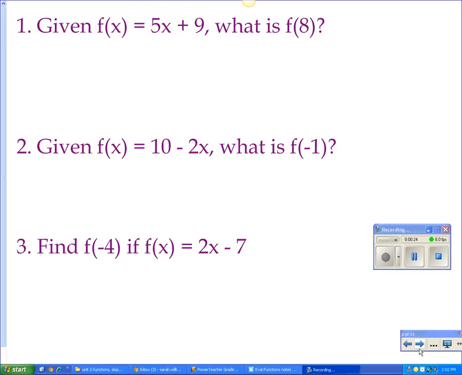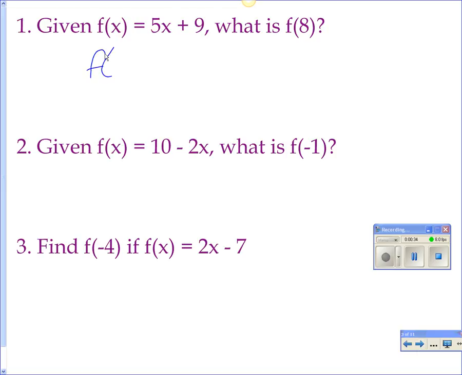Okay, what's in parentheses right here? 8. Okay, so look, this is what we're going to do. On your paper, put f and leave the parentheses open. Write it down. Equals 5, and wherever you see an x, you're putting an empty set of parentheses. And drop down your plus 9.